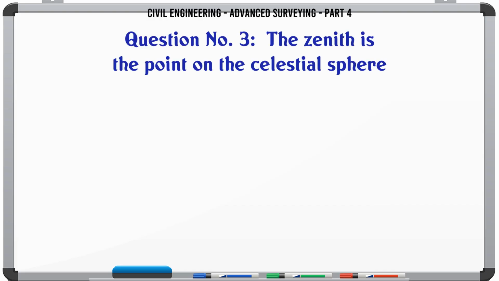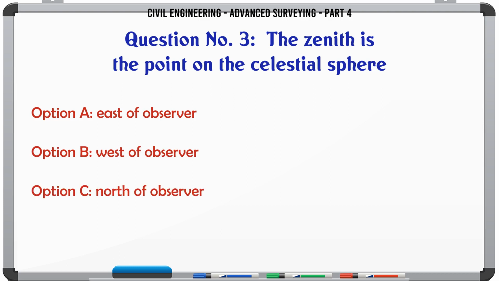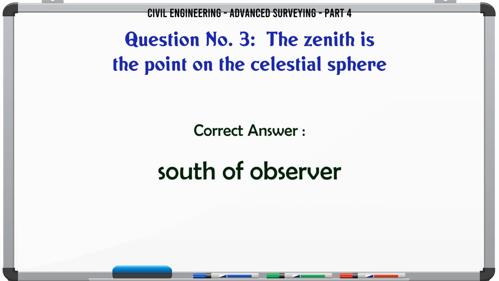The zenith is the point on the celestial sphere. A. East of observer, B. West of observer, C. North of observer, D. South of observer. The correct answer is south of observer.